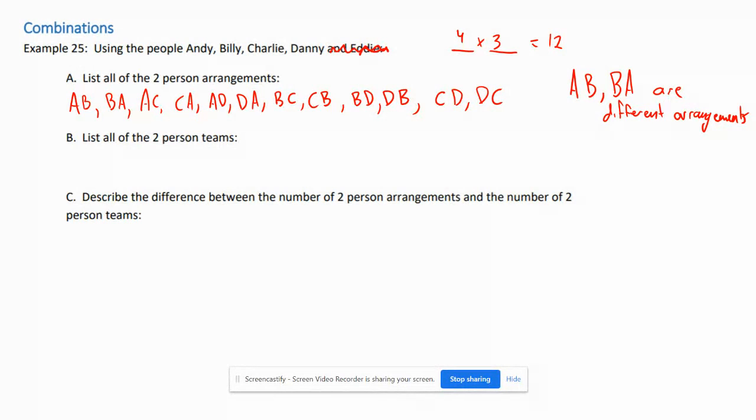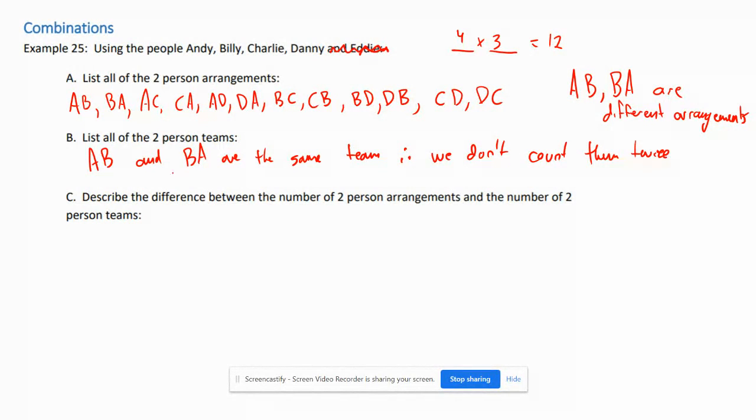Now for part B, it says list all of the two-person teams. Imagine you want to make teams. The question is, if you have a team of Andy and Billy, is that the same team as Billy and Andy? In this case, AB and BA are the same team. Therefore, we don't count them twice.